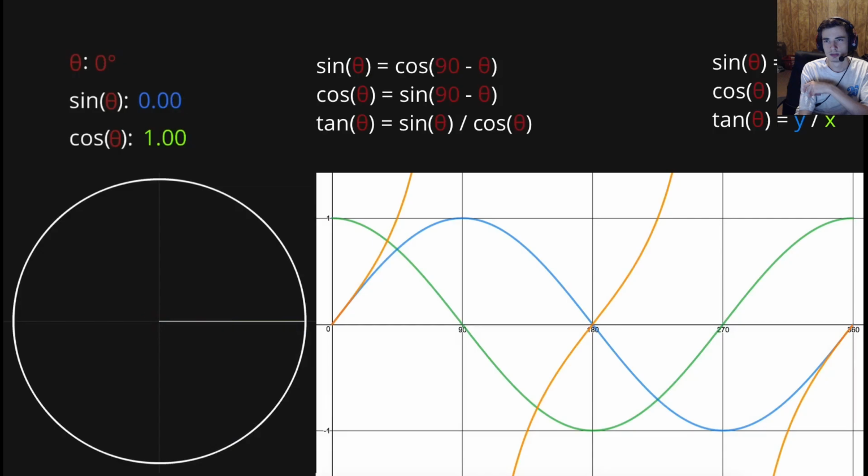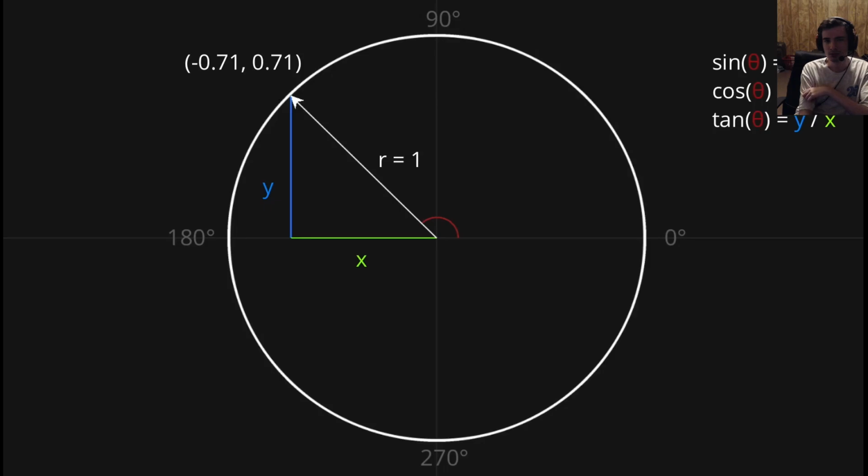Okay, we're going to come back to the tan graph in a moment, but for now let's take a look at problem number 2. In this problem, we know the x and y components of our vector, and we're trying to figure out the angle. In this example, x is equal to -0.71, and y is equal to +0.71. Let's try solving this using the tan ratio. So tan theta is equal to y over x, therefore in this case tan theta is equal to 0.71 over -0.71, which of course is just equal to -1.